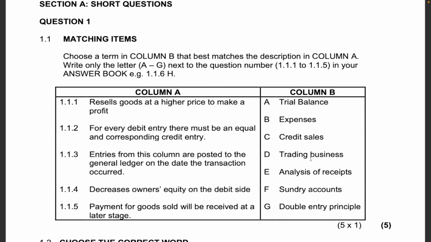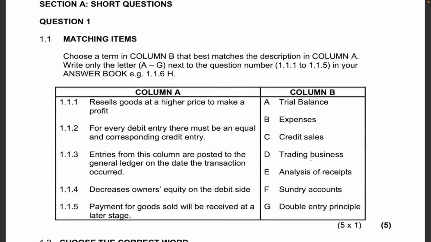1.1.2, for every debit entry there must be an equal and corresponding credit entry. What do we call that? Well, that is called the double entry system, or the double entry principle, meaning that whatever you debit, there must be a corresponding and equal credit. Whatever is on the debit side must be equal to whatever you put on the credit side. And you know this if you've done journal entries before, or if you'll be doing journal entries, you have to know that whatever I put on the debit side, there has to be a corresponding credit entry, and the amounts have to be the same. Your debit must equal whatever you have on the credit side.